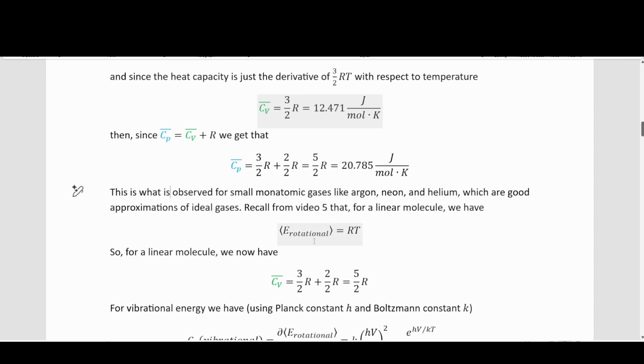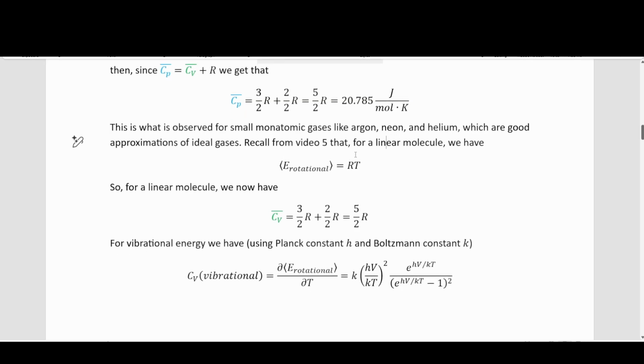so they end up being good approximations of our ideal gases. Recall from video 5 that for a linear molecule, so now not monatomic ideal gases, we had this for the rotational energy, R times T. So for a linear molecule, we now have that the constant volume heat capacity is equal to 5/2 R. So before, when we did not have the rotational energy, which is RT, it was 3/2 R. So now we add another R onto it and it becomes 5/2 R.